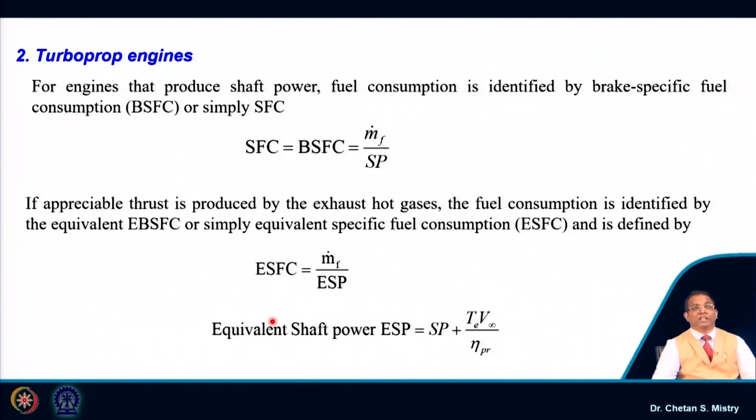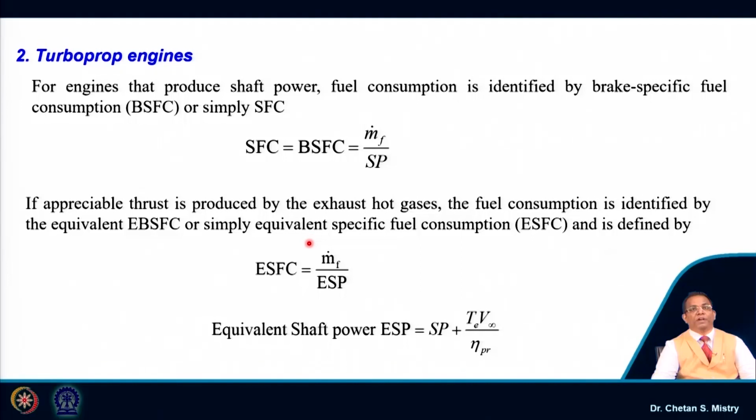Suppose I consider a turboprop engine. We know this turboprop engine is defined not in terms of thrust but in terms of shaft power, and that is the reason it is defined as specific fuel consumption or brake specific fuel consumption. It is m dot f divided by shaft power. Shaft power, you must be aware, is measured using a dynamometer, and is conventionally represented as brake power. That is why this term is defined as brake specific fuel consumption.